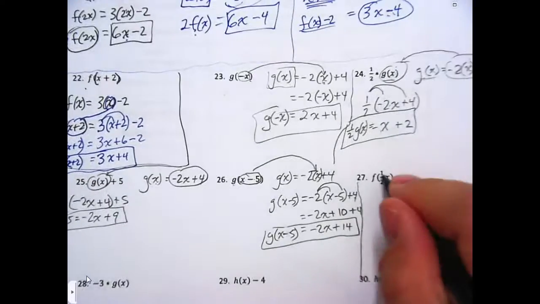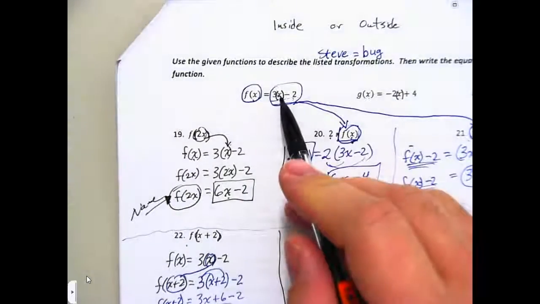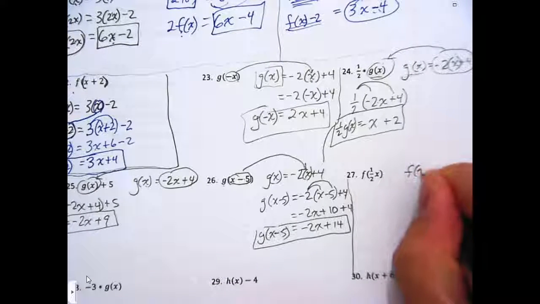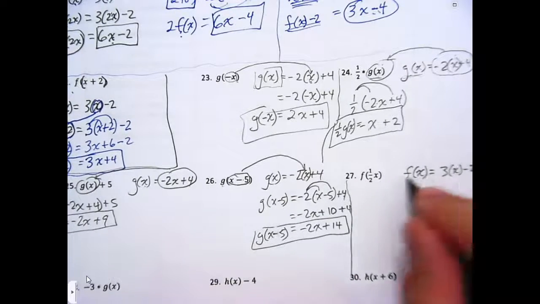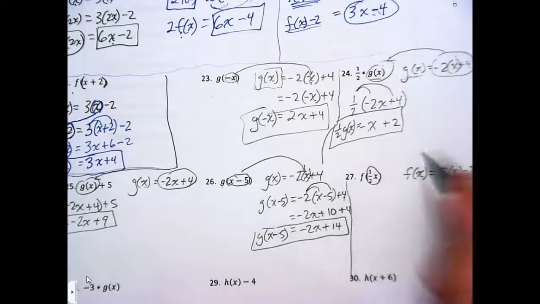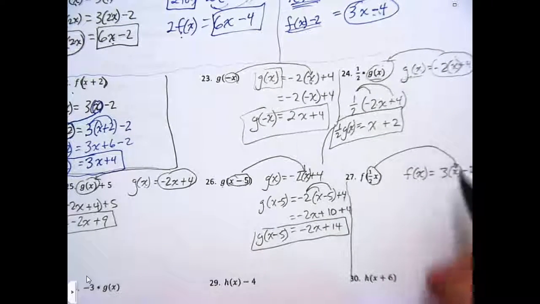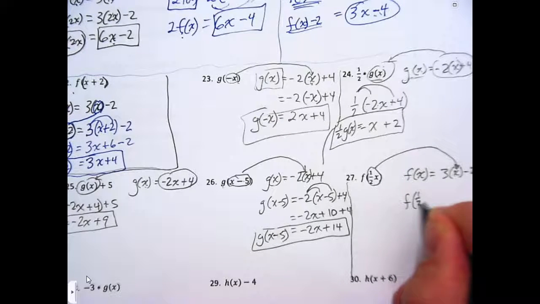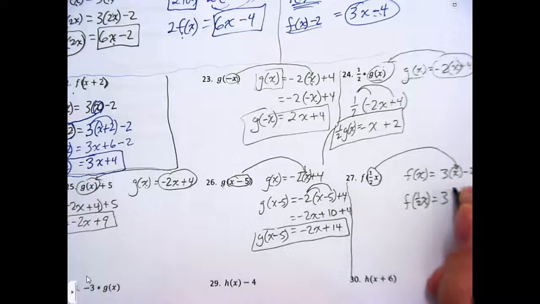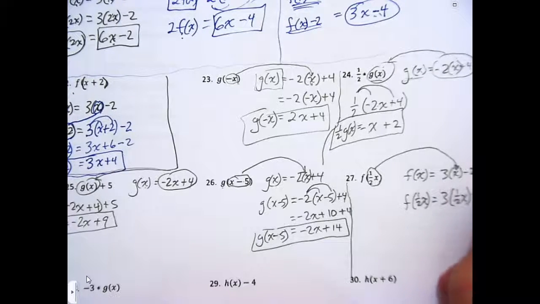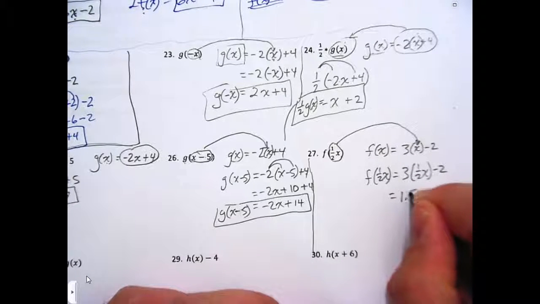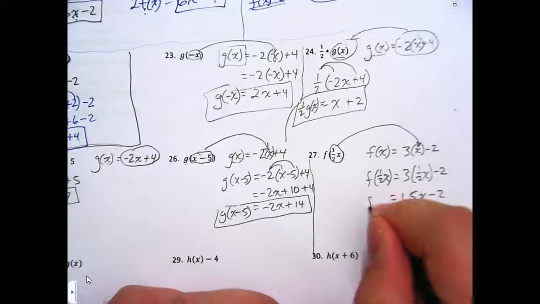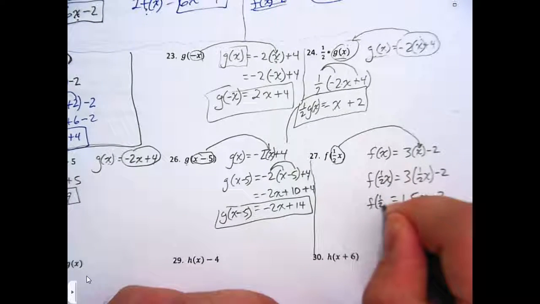Okay, the next one, we're dealing with f now, so remember that's 3x minus 2. So f of x equals 3 times x minus 2, like so. And then, remember we're finding f of 1/2 x, so parentheses replace parentheses. So f of 1/2 x is equal to 3 times 1/2 x minus 2, or 3/2 or 1.5x, I saw a lot of you had, minus 2. So that's f of 1/2 x.